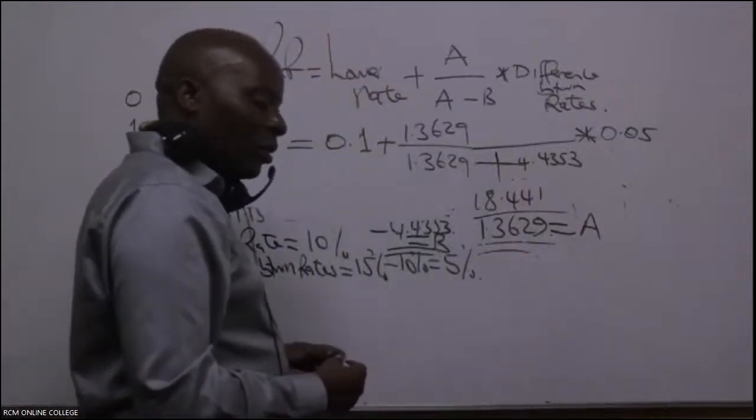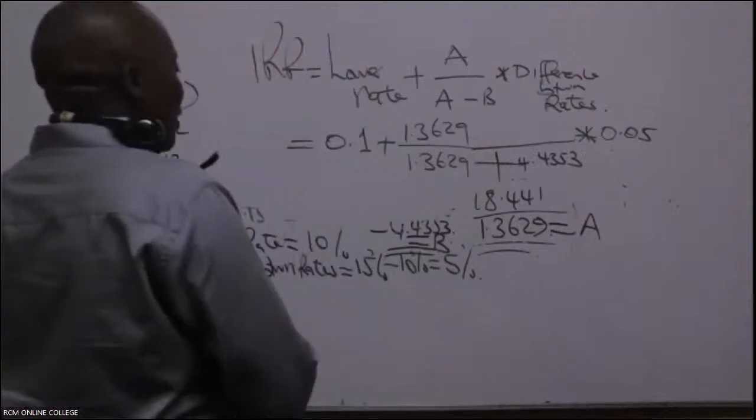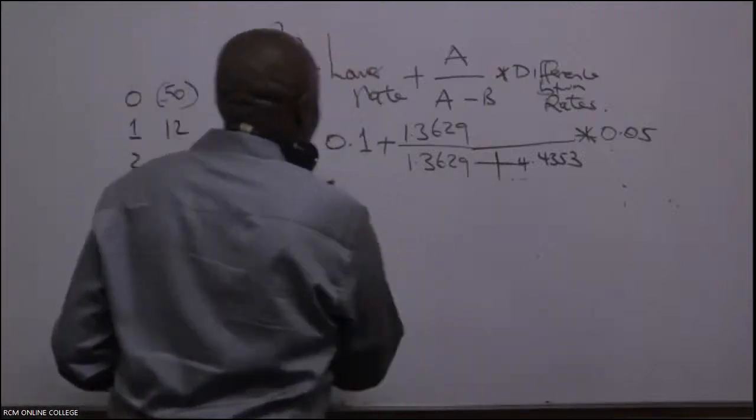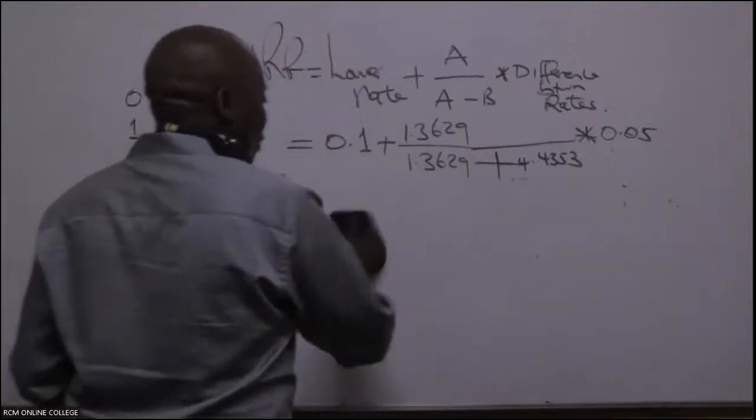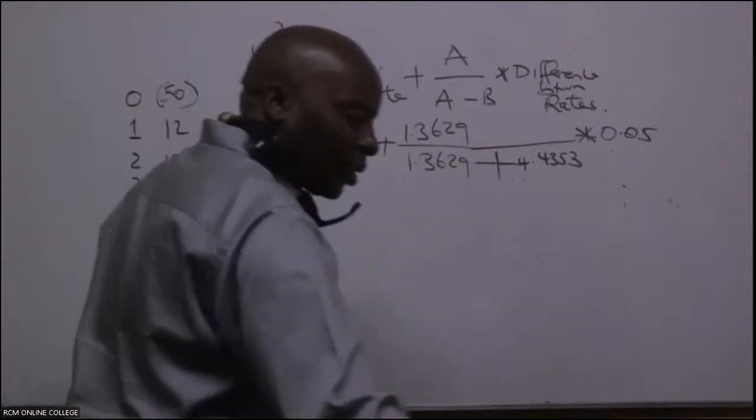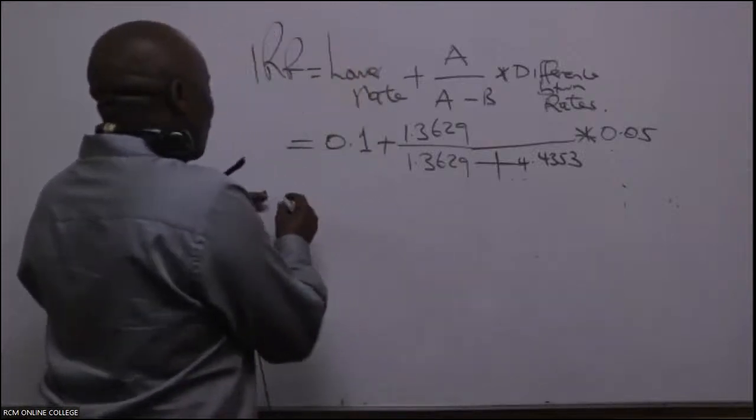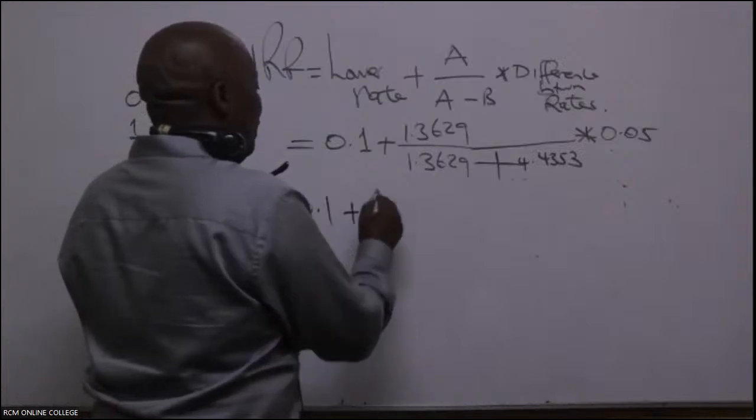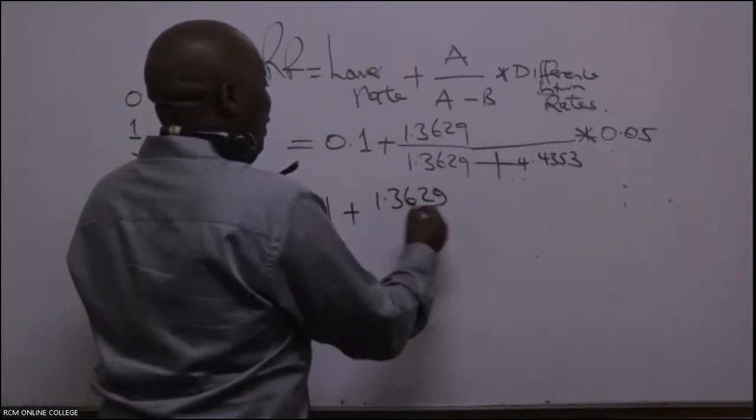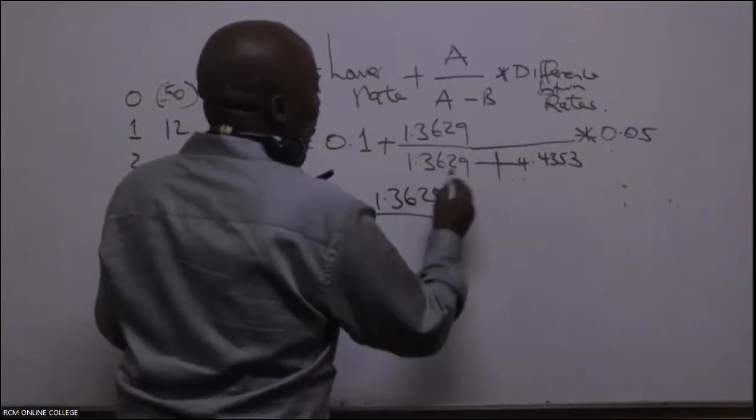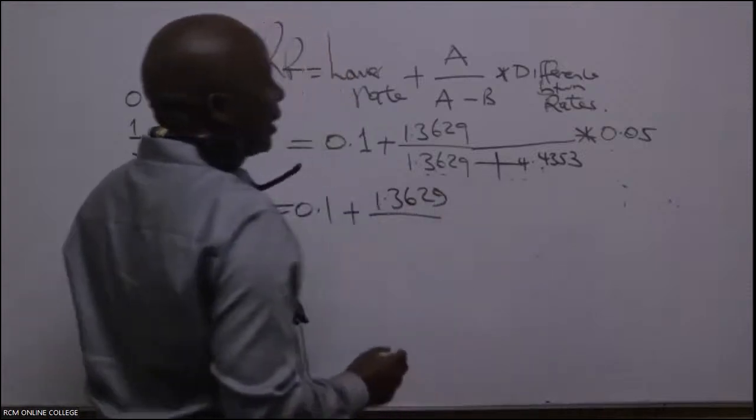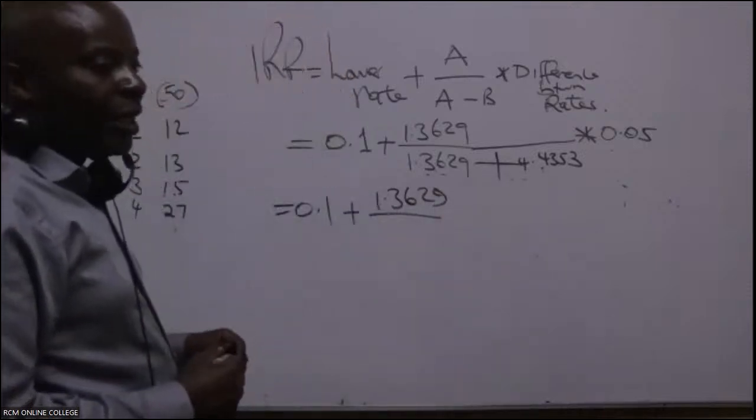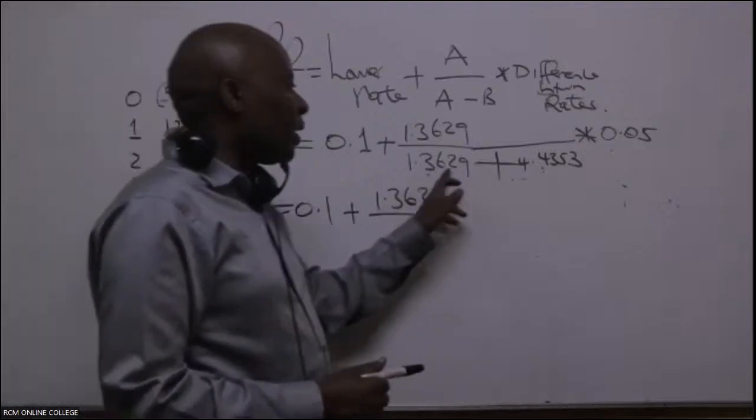Let's go slow here. Ladies and gentlemen, this is what I'm going to have. So this will be 0.1 plus 1.3629, all over. Can you kindly add these two? Kindly take this plus this.